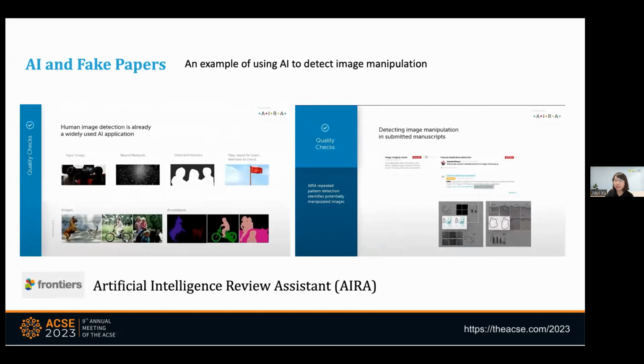I would like to share an example of using AI to detect image manipulation. In 2020, the open access journal publisher Frontiers added new checks to detect image manipulation and to evaluate if a manuscript has been submitted to the appropriate section and journal. In our industry, firstly, AI is being deployed to help review research papers and assist in the peer review process.